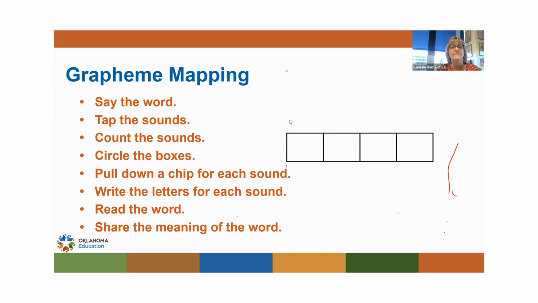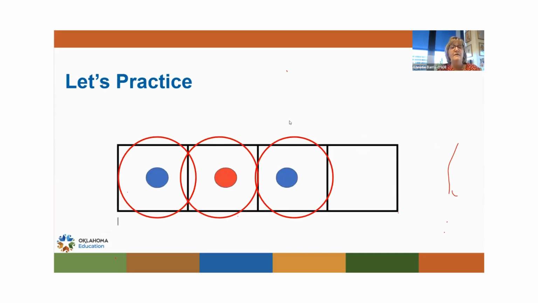So I'm going to just show you one. My word is rain. So I don't know why it went to that slide. I'm sorry, but I would have the kids say rain and we would tap the sounds. R, A, N. I would have them do it on their desk, but y'all can't see my desk. R, A, N. Okay, how many sounds did I hear? I heard 3. So I would circle 3 boxes. No dots are there yet. I would circle the 3 boxes. Now I heard 3 sounds. So let's pull down a chip.